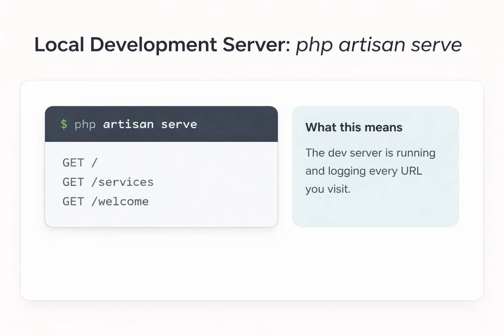When you're on php artisan serve, Laravel starts a local development server. As you click around, it logs the requests, like GET /services, GET /welcome. That log is a helpful clue. It confirms which URLs are being hit and in what order, especially when redirects are involved.